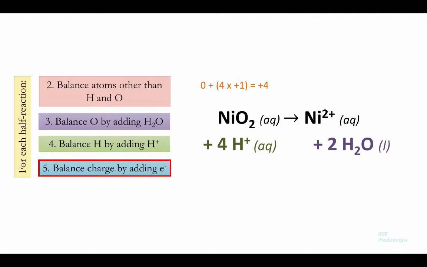On the left side, we have a neutral nickel dioxide and 4 hydrogens with a +1 charge. So we have a total of +4 on that side. On the right side, we have a nickel atom with a +2 charge and 2 neutral water molecules. So that gives us a +2. So we'll add the electrons to the side with a higher charge, which is the reactant side. So this is our reduction reaction. And then if you look at the math, the right side hasn't changed. The left side has, and they now both add up to +2.